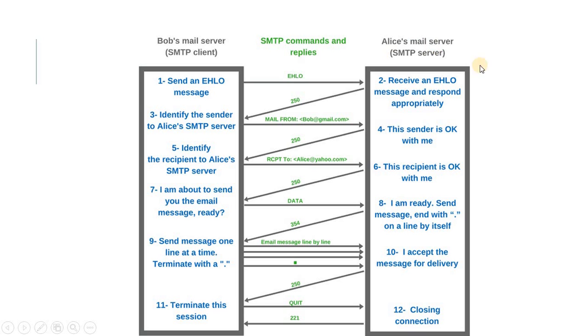Alice's mail server finds out whether the user alice@yahoo.com exists or not. If it exists, it again replies with the same code and says that it is okay to accept the message from Bob for Alice. So this concludes the handshaking stage. Now the second stage is the message transfer.